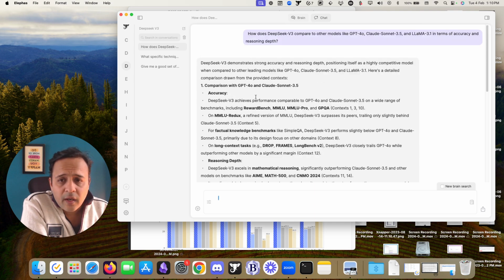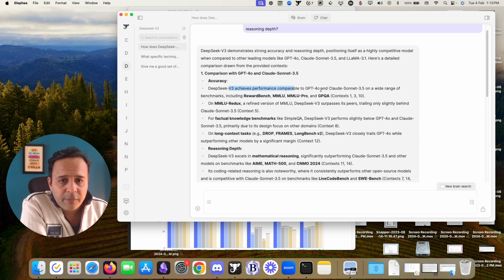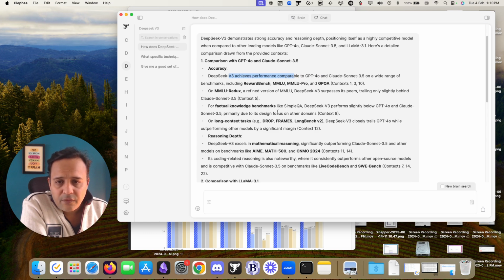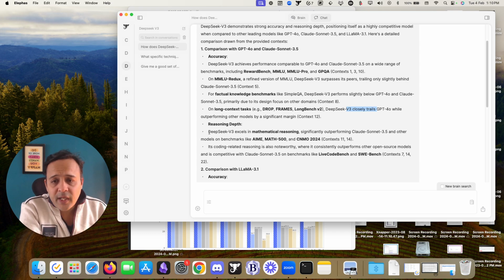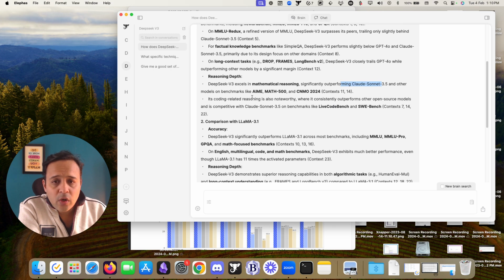Okay, DeepSeek V3 achieves performance comparison. Factual knowledge benchmark performs slightly below GPT-4. This is interesting on factual knowledge. On long context tasks, DeepSeek closely trails GPT-4o while outperforming other models by a significant margin. So closely trails, it is admitting that in some aspects it's not good enough. But DeepSeek excels in mathematical reasoning, significantly outperforming Claude Sonnet. Very interesting. Coding related reasoning is also noteworthy. It consistently outperforms other open source models and is competitive with Claude Sonnet 3.5.